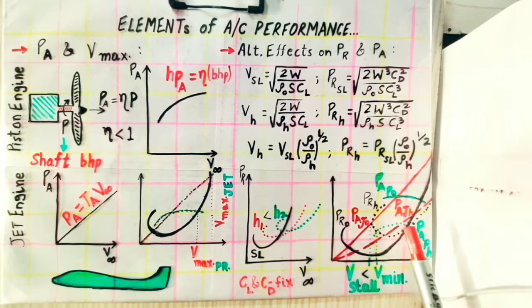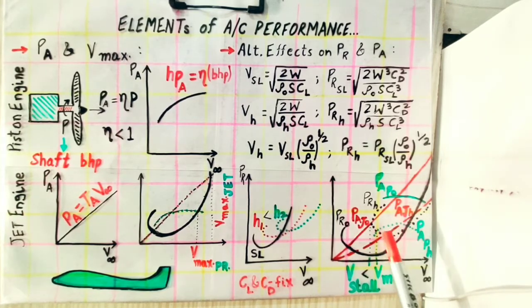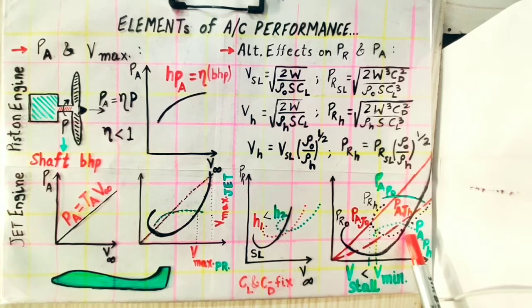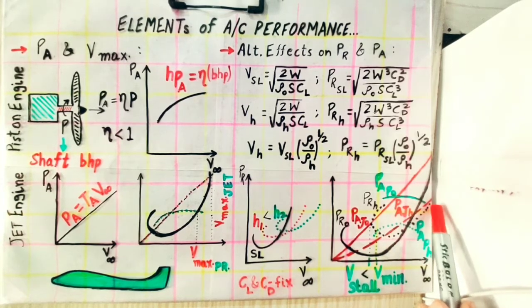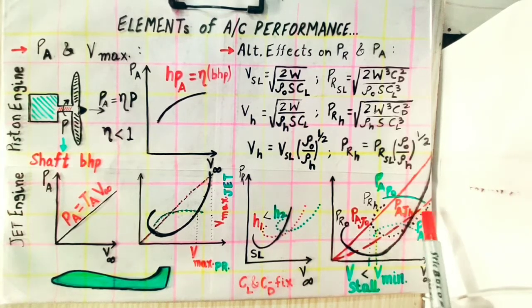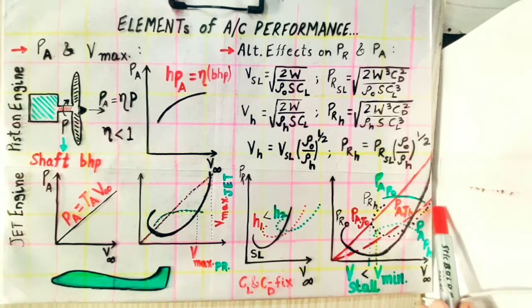So the intersection of the power available for the propeller engine at a height with the power required at a height, this dotted line in black and this green dotted line, will give us the maximum velocity with which the aircraft can fly at a height. Similarly, this is the power available for the jet engine at a height, and power required is the same for both the jet engine and the propeller engine, and the intersection here will give us the maximum velocity for the jet engine. The red and black intersection over here will give us the maximum velocity.